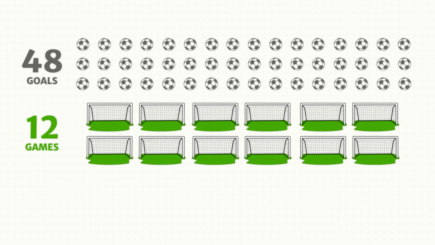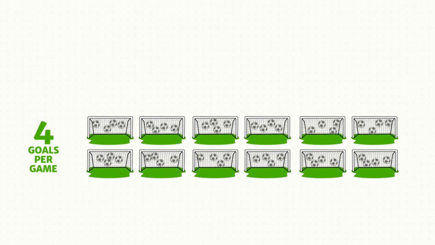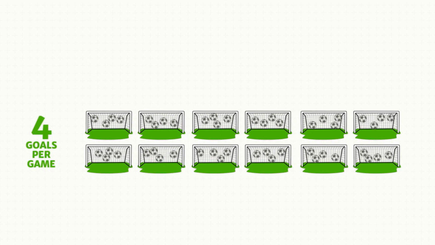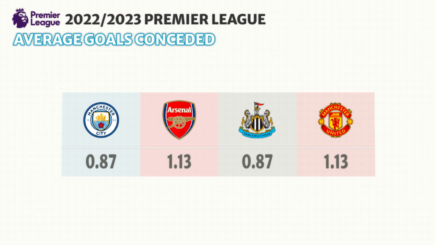This metric paints a picture of a scenario where all the goals conceded are evenly distributed across the entire campaign, providing us with a glimpse into their ability to keep the opposition at bay. These are the average goals conceded per game by the top 4 teams. Newcastle and Manchester City shine as defensive powerhouses, surpassing Manchester United and Arsenal. However, we can't be too hasty to draw conclusions based solely on this statistic.